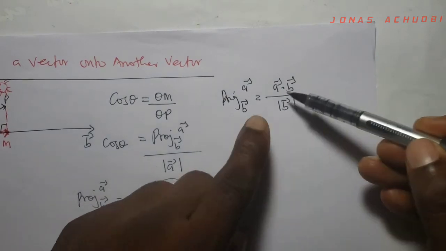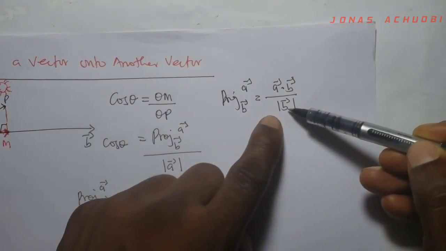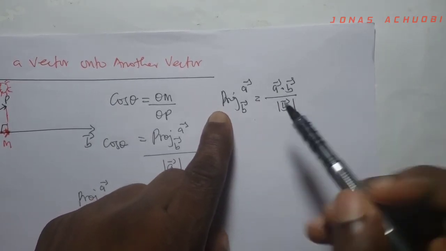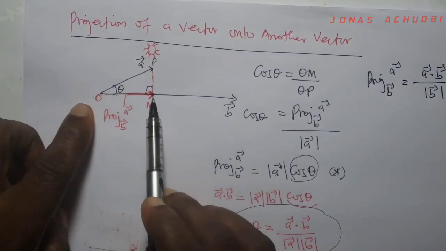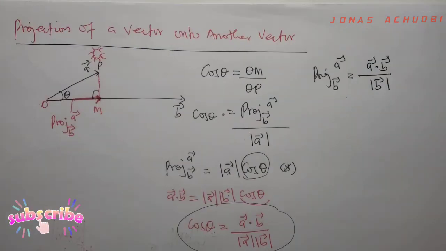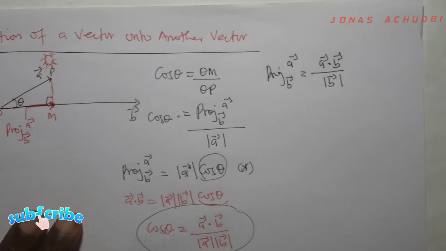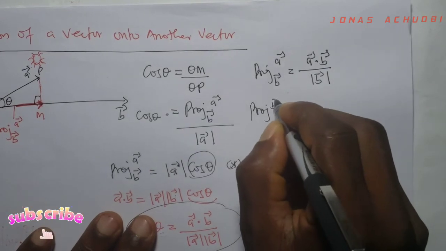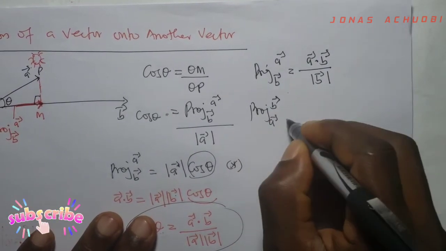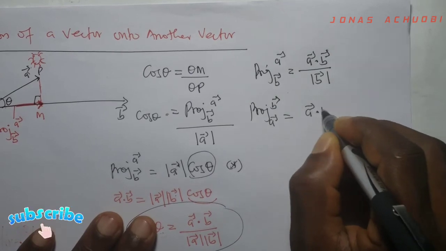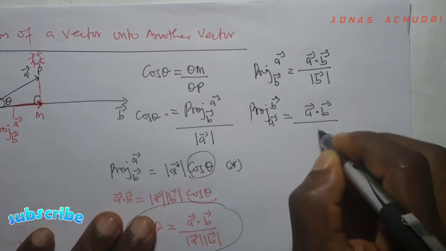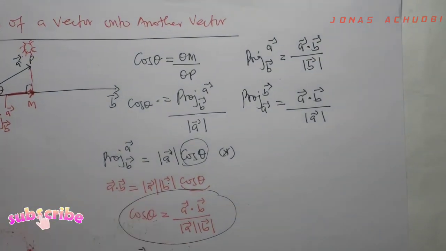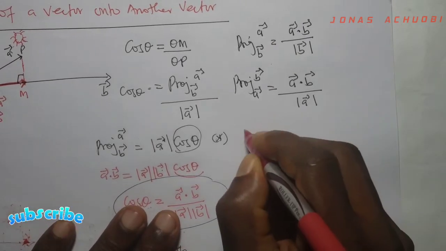So what is this? A dot B is a scalar, and of course the length of B is also a scalar. So this formula just gives us the length of the vector OM, which is the projected vector of A onto B. The projection, on the other hand, of vector B onto vector A will be the dot product of vectors A and B divided by the length of vector A. So let's take one quick example to wrap up.